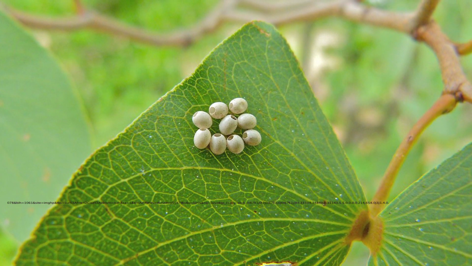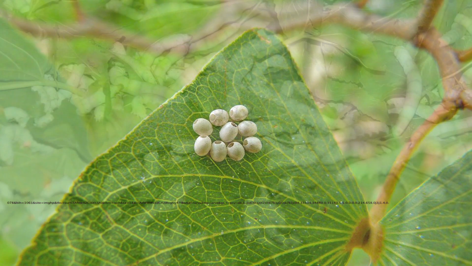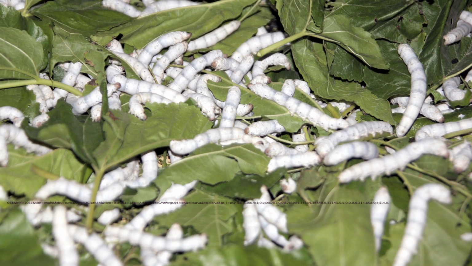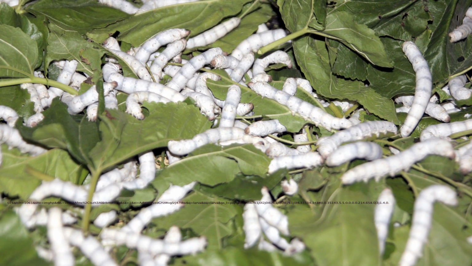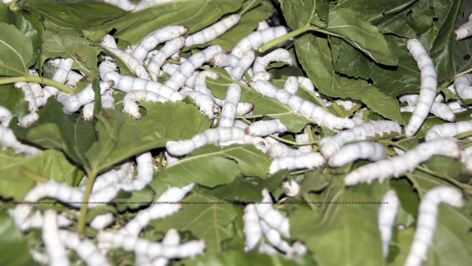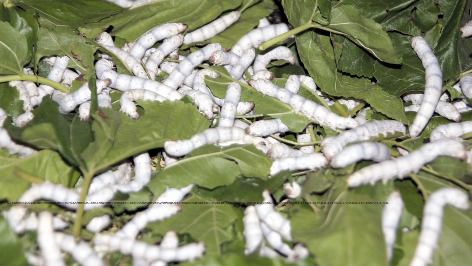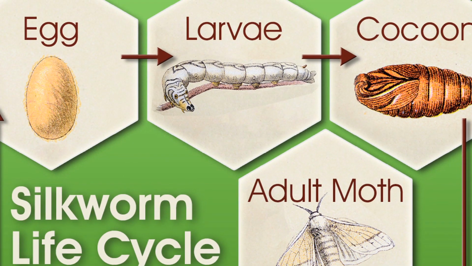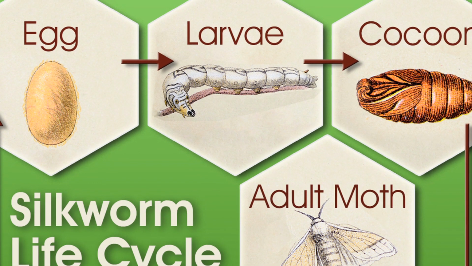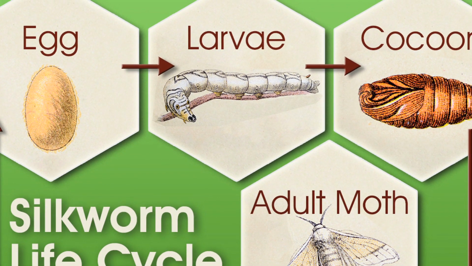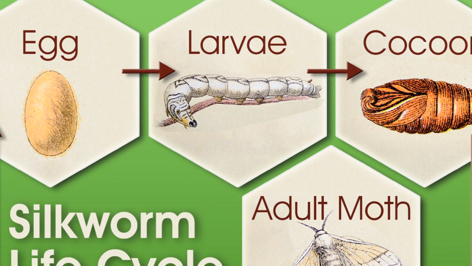After some time, these eggs hatch into larvae. These larvae are known as caterpillars or silkworms. Slowly, these caterpillars grow in size by feeding only on mulberry leaves. The next stage in the life cycle of silkworm is pupa. When the caterpillar has grown enough, it starts weaving a net around itself.